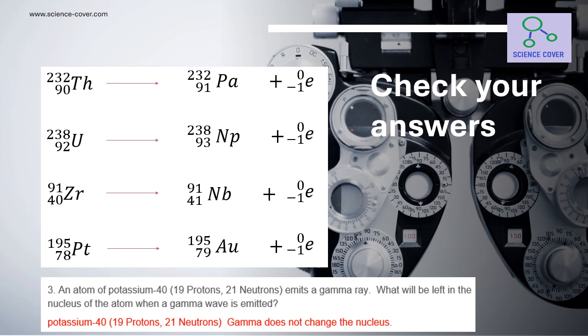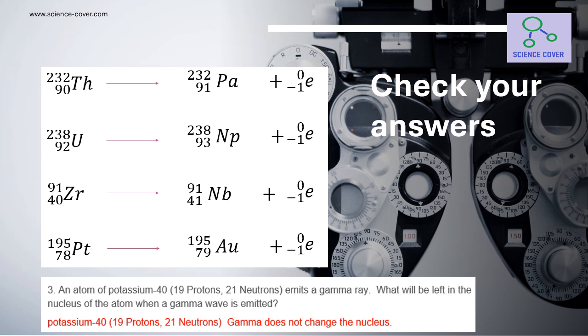In the third one, we've got Zr91 with 40 protons. The 40 will increase to 41, but the 91 will stay as the mass number. And if you look up what the element 41 is on the periodic table, we see it's Nb.